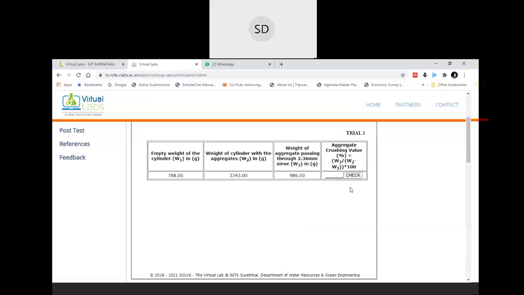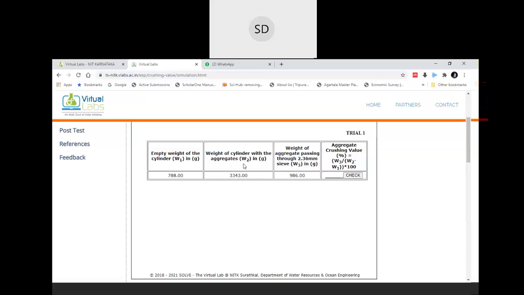So this is your observation table. You got the empty weight of the cylinder W1 as 788 gram. Weight of the cylinder with the aggregate is 3343 gram, and weight of the aggregate passing through 2.36 mm sieve is 986 gram. So your aggregate crushing value would be W3 divided by W2 minus W1 into 100. That is aggregate passing through 2.36 mm divided by total aggregate present over here.